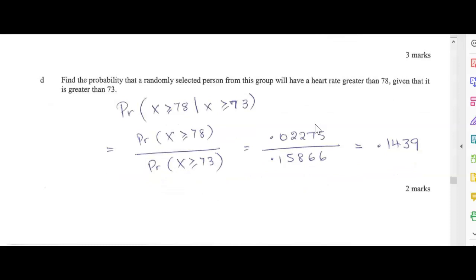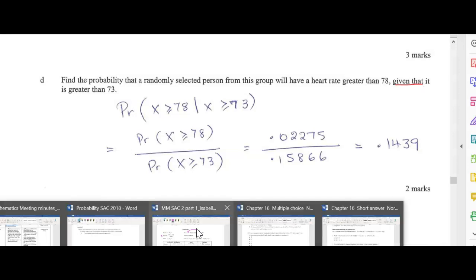Question D: find the probability that a randomly selected person from this group will have a heart rate greater than 78, given that it is greater than 73. The words given that mean it's a conditional probability question, so make sure you write the correct notation.